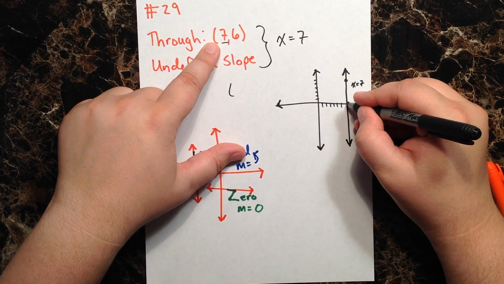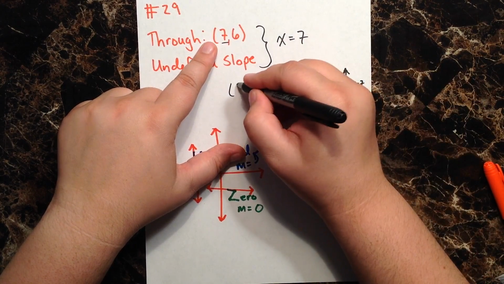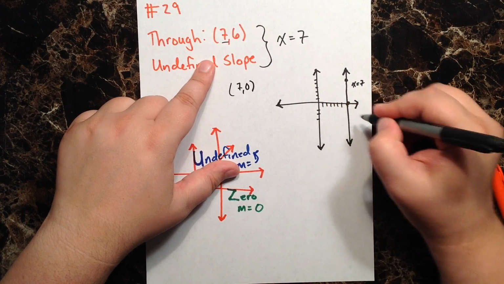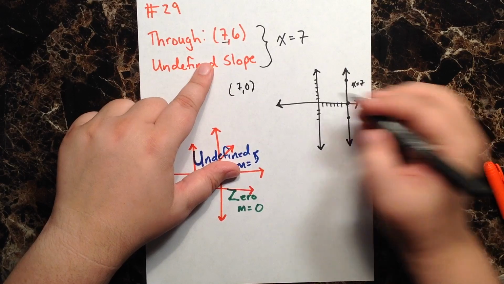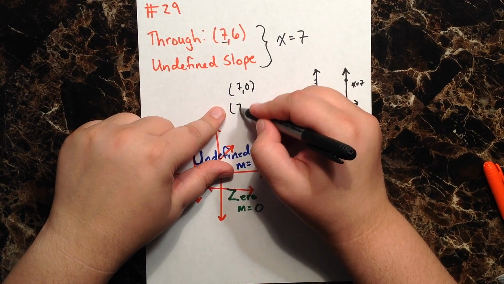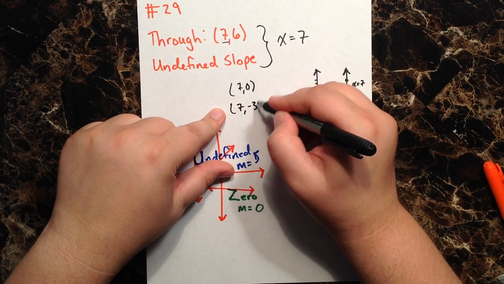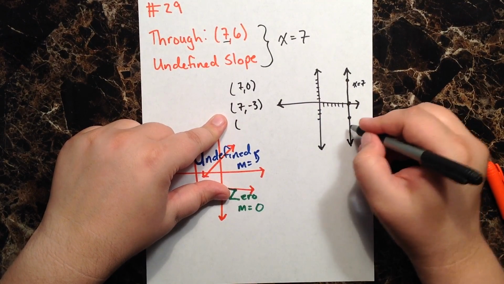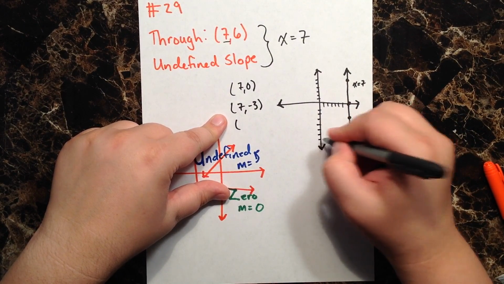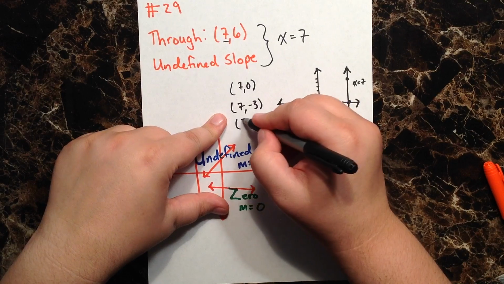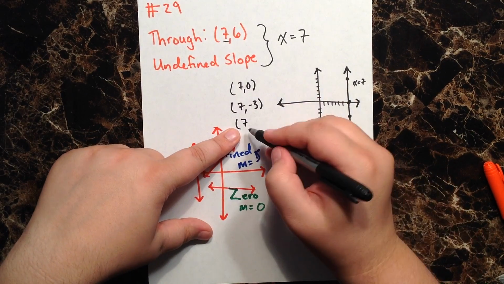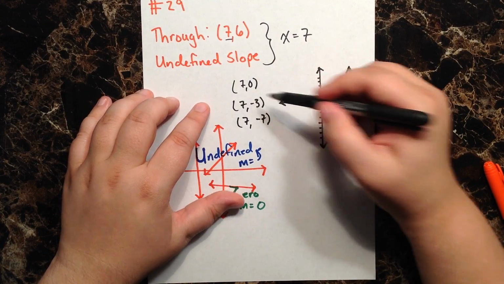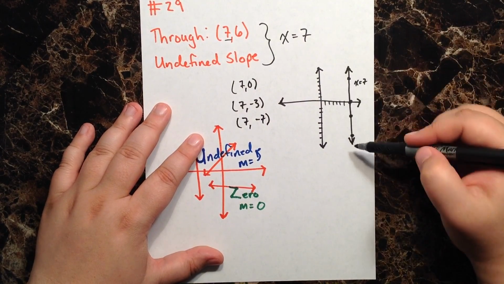If I chose the x-intercept, that would be 7, 0. Or I could go down 1, 2, 3. I could go down 3 units, and my x-coordinate is still 7. The only thing that's changing here is my y, right? I could go down 4, 5, 6, 7. I could go down 7. And again, my x-coordinate is still positive 7. The only thing that is changing is my y-coordinate, depending on whether or not I'm moving up or down this line.